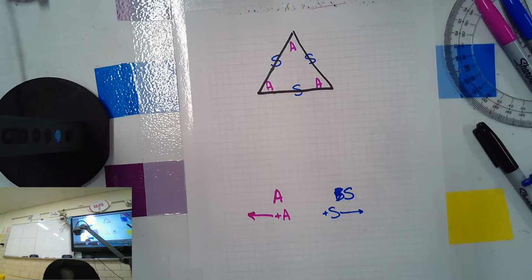So we can have 1 A, right? We can have 2 A, we can have 3 A, and that's moving to the left. We can have 1 S, 2 S, 3 S. Right, because this is one open. So this is what we do.